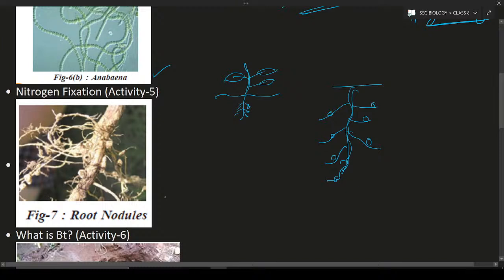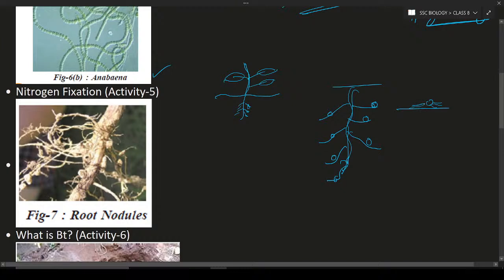These nodules have a pink color fluid that is known as leghemoglobin. If you crush the nodule, you will get a pink color fluid from it. This pink color fluid coming from the nodule is known as leghemoglobin. Why? Because it looks like hemoglobin, but it is not hemoglobin. This is a fluid that is present in the root nodules.